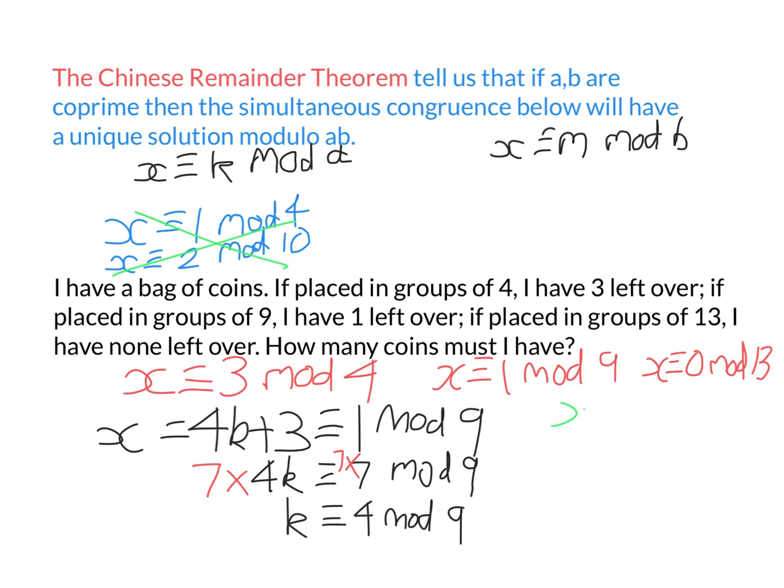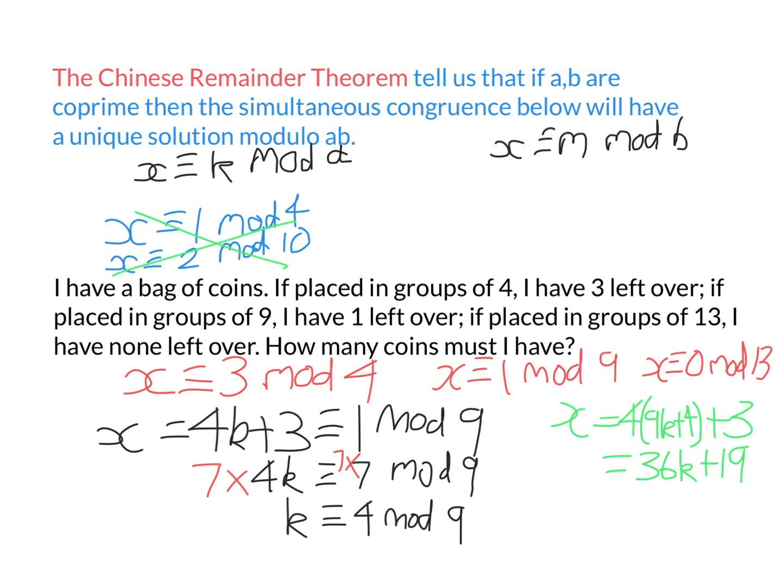So I found first that x was going to be of the form 4k plus 3. But I've just found from this equation that I also want it to be of the form 9k plus 4, 4 more than a multiple of 9. So I'm going to replace this k here with 9k plus 4. Expanding the brackets and simplifying, I get 36k plus 19. So any number of this form will satisfy the first two. It will be 1 more than a multiple of 9. It will be 3 more than a multiple of 4.